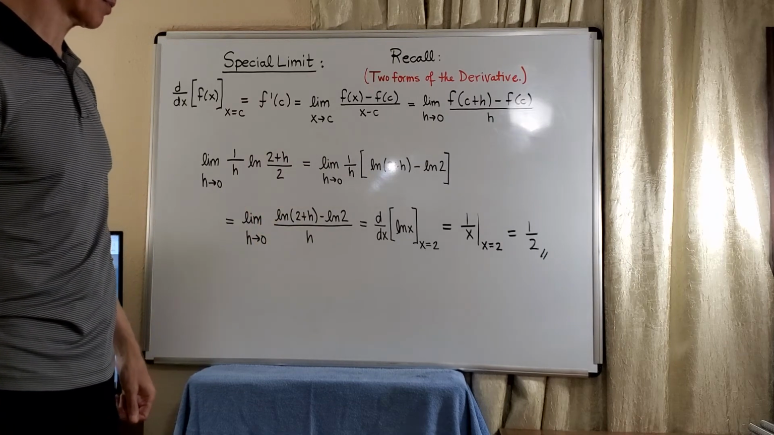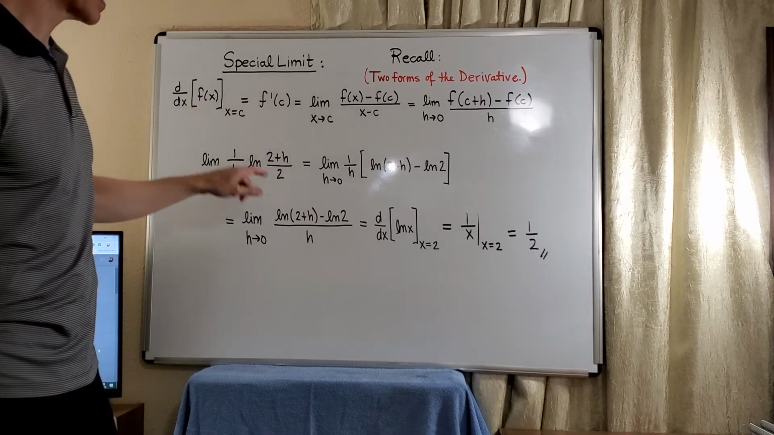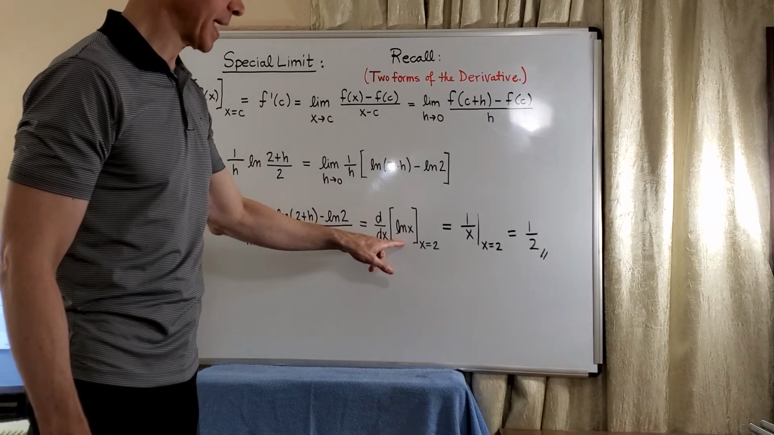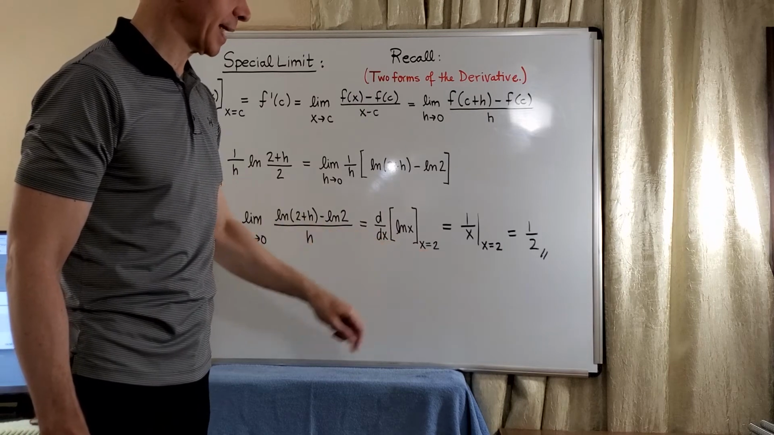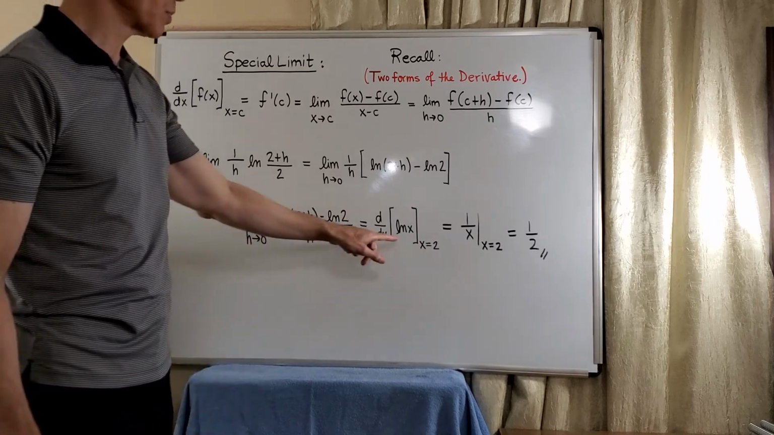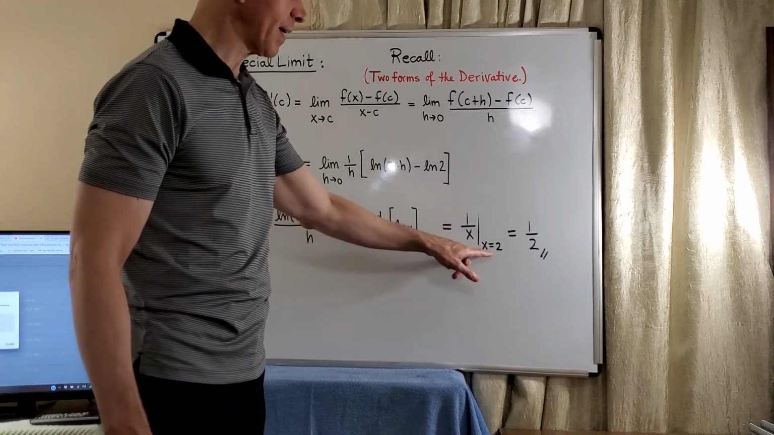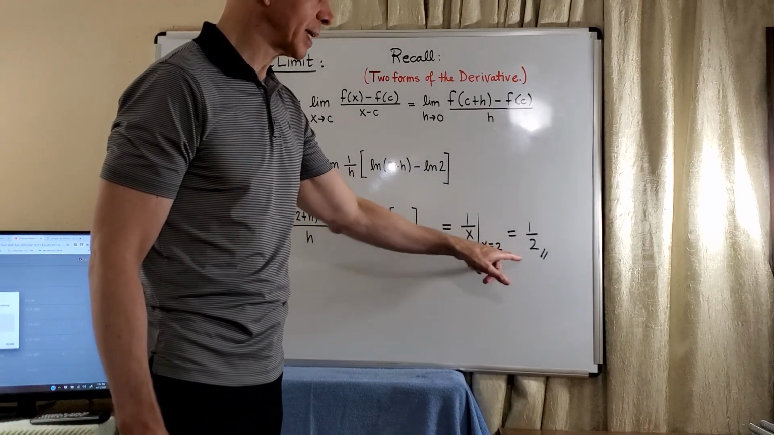x, or natural logarithm. So we can appeal to this and just simply write the x derivative of the natural log of x evaluated at x equal 2. And so of course we know that the derivative of ln of x is 1 over x, and evaluated at x equal 2, we get 1/2.